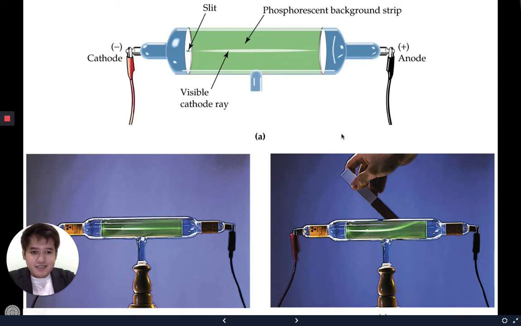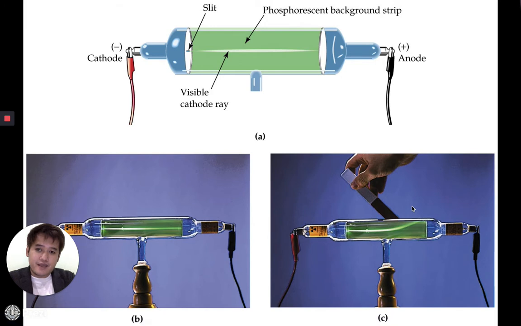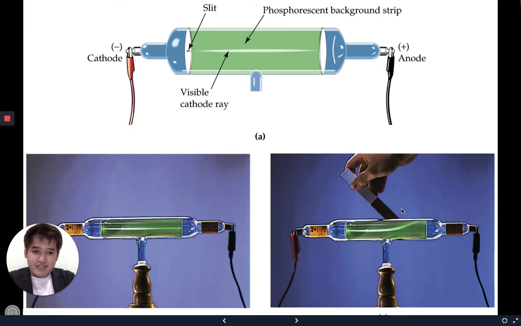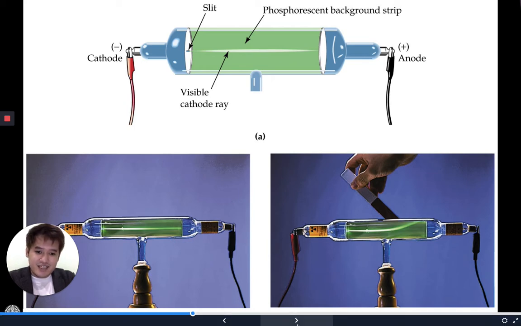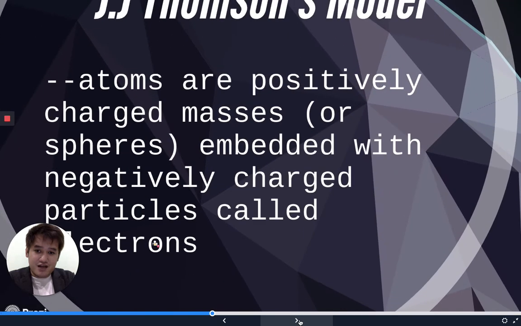They noticed that if there is an interacting magnetic field, then there is a deflection of that ray. That interaction paved the way to the idea that there must be something in the atom that is responsible for current, and that interacts in a magnetic field. And thus, the discovery of the electron.